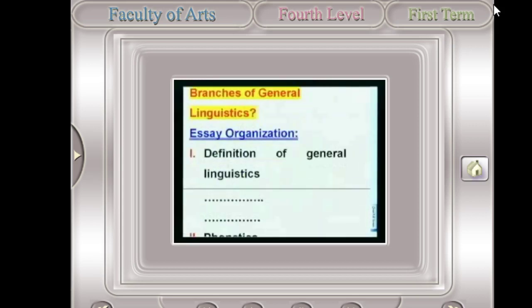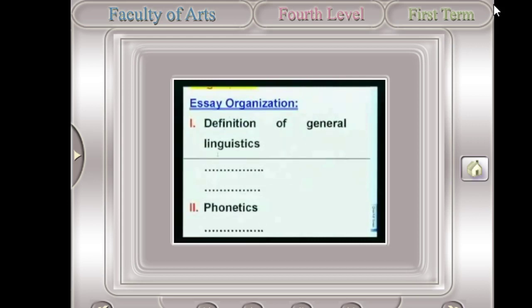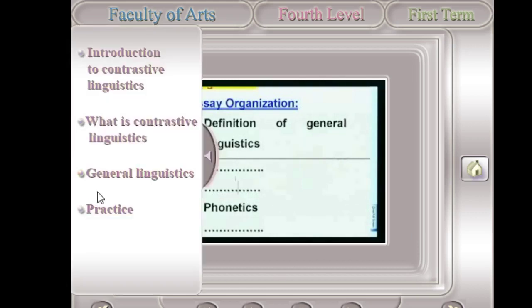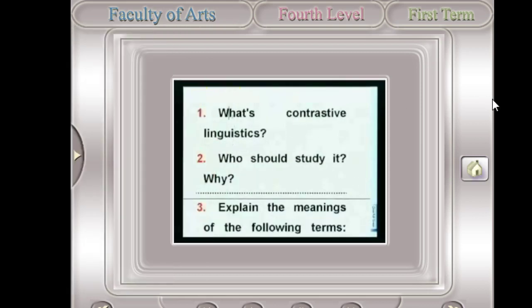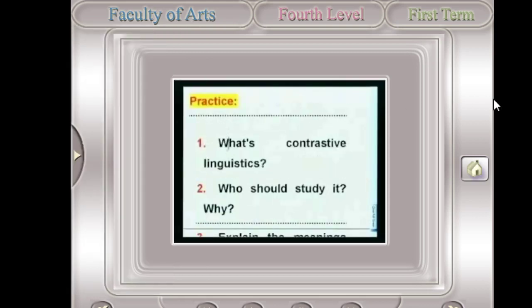Now, to talk about this in more detail, we take one element we mentioned before very quickly, which is general linguistics. If we write an essay on that, we say, what is general linguistics? Definition. General linguistics, if we need to say more here in the dotted part, we talk about what general linguistics is. This is where we study language in a scientific way. Now, let's come to some points to practice.